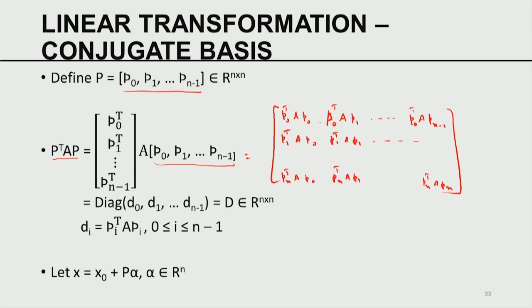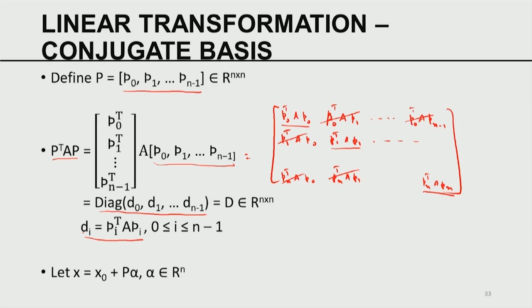In view of the conjugacy property, all the off diagonal elements are 0. The elements along the diagonal are not 0. I am now going to call di is equal to pi transpose A pi. Therefore, P transpose AP simply becomes a diagonal matrix with di as the diagonal elements.